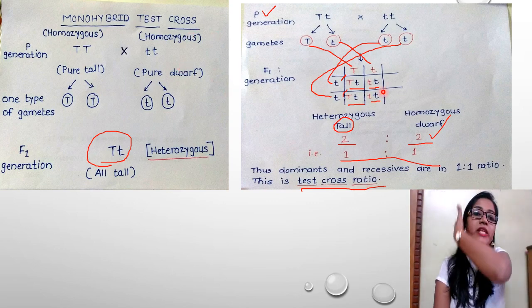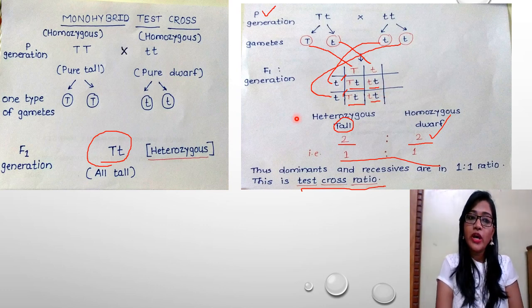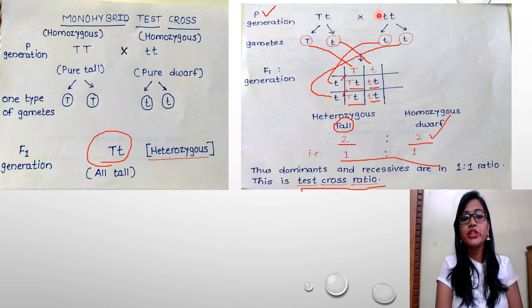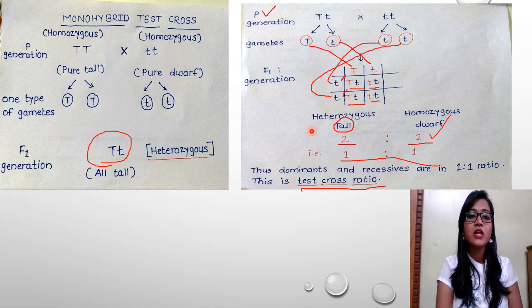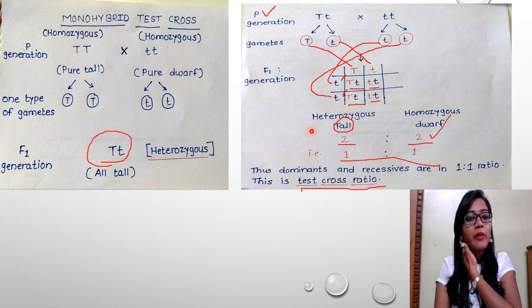So what did we do exactly in the monohybrid test cross? In a monohybrid cross of pure tall and pure dwarf plant, all F1 hybrids are tall, but with the genotype capital T and small t. To verify their genotype, when they are crossed with the recessive parent, the progeny will be 50% tall and 50% dwarf. This is because the recessive parent will produce only one type of gamete, that is small t, and the hybrid will produce two types of gametes, that is capital T and small t.